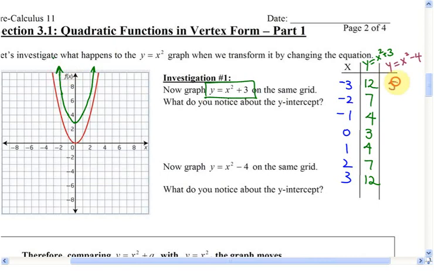5, 0, -3, -4, -3, 0, and 5. Do you see a pattern, how it kind of goes down and goes back up? Can you see how it's the same? Because this is symmetric, remember? Symmetric about the axis of symmetry.